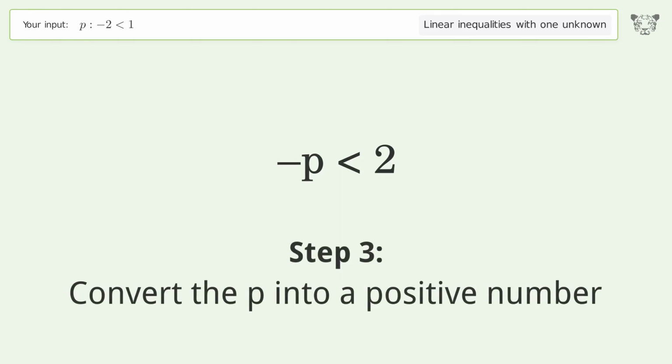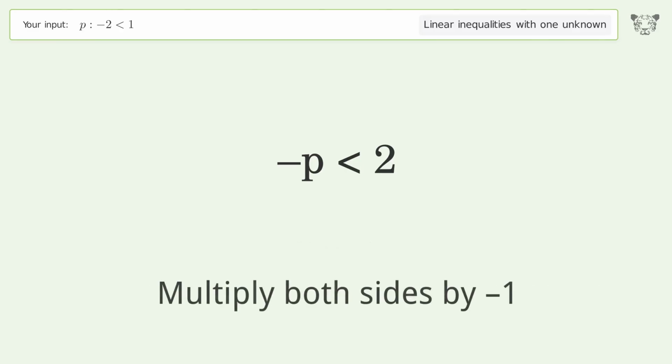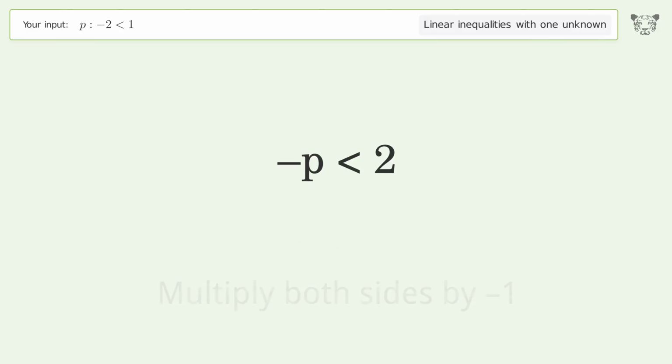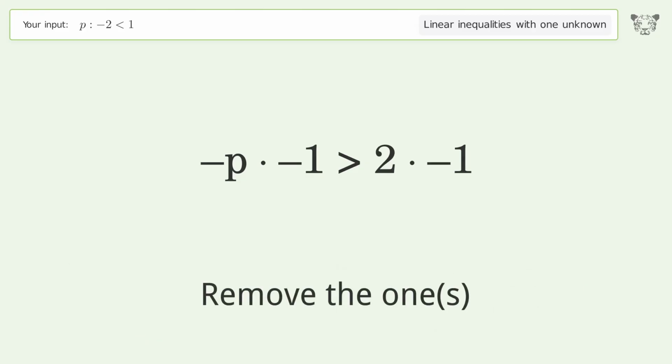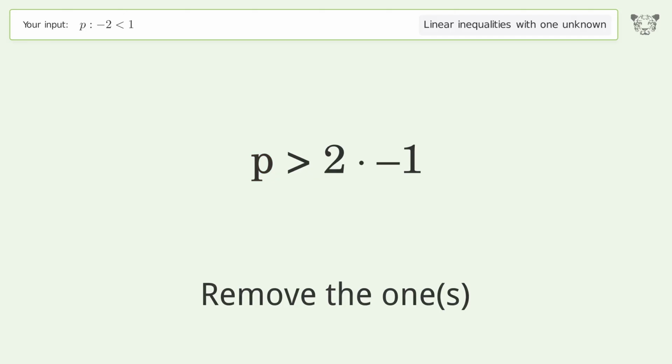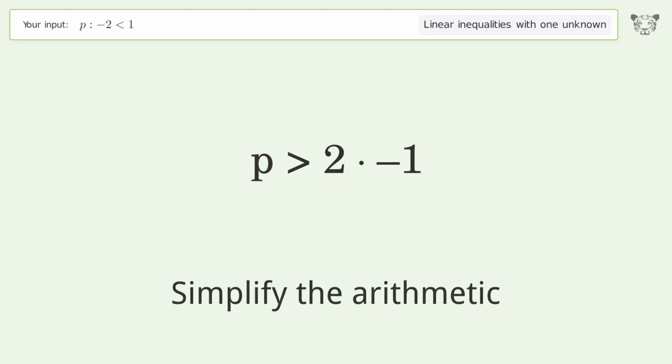Convert the p into a positive number. Multiply both sides by -1. Whenever you multiply or divide by a negative, reverse the inequality sign. Remove the ones. Simplify the arithmetic.